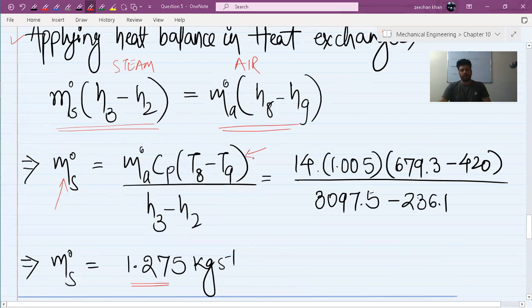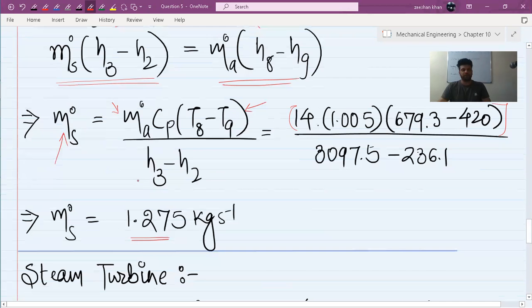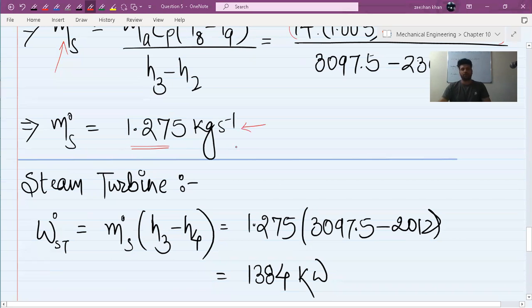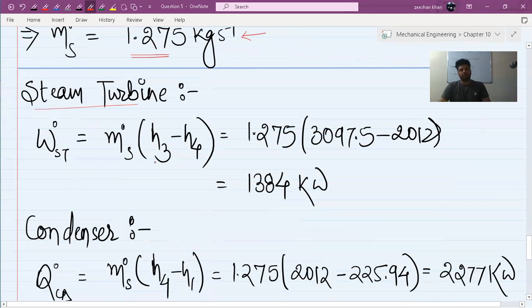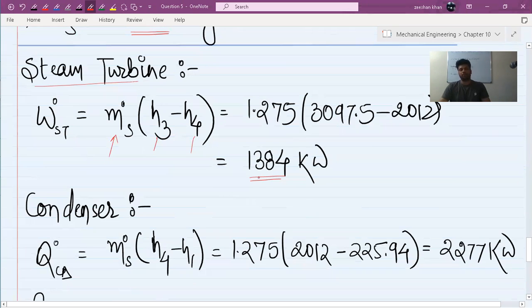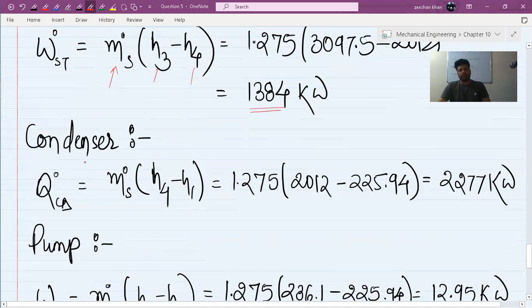However, we have already calculated this above. It's not that necessary. We could have simply written the value that we calculated earlier. But again, just for the sake of explanation, the mass flow rate which was asked comes out to be 1.275. Now it becomes very easy to calculate the amount of work done by the steam turbine, using the third state and fourth state enthalpies and the mass flow rate of the steam. So the work done by the steam turbine comes out to be 1384 kilowatts.